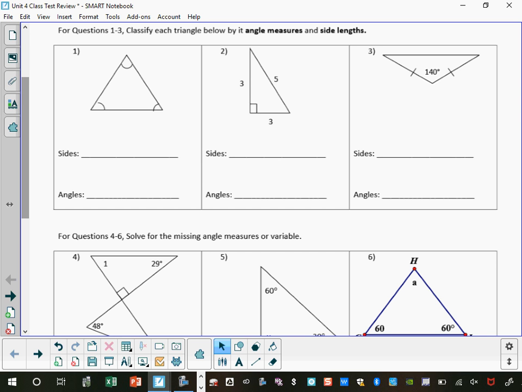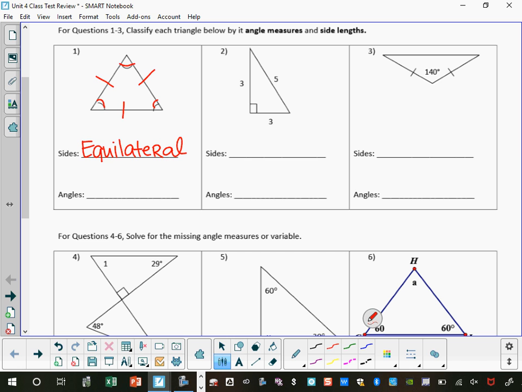All right, for number 1, they want us to classify each triangle by the angles and by the side lengths. Everyone listen to me when I say this: we should never be putting numbers or degrees in these spaces. Does that make sense? All right, look at your green sheet to help you. When it says classify by sides, if I have 3 congruent angles, what's going on with my sides? Are they also going to be congruent? Yeah. Which classification means 3 congruent sides? Equilateral, right? We're talking about my sides, they're all equal. What about 3 congruent angles? Equiangular.